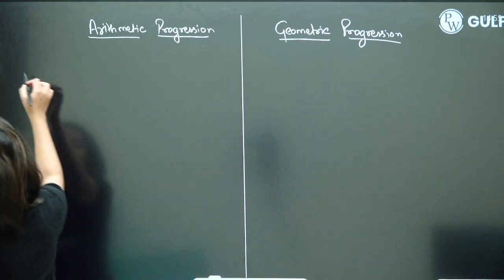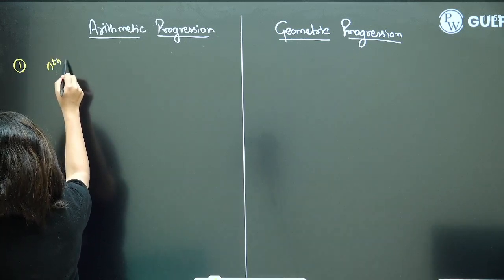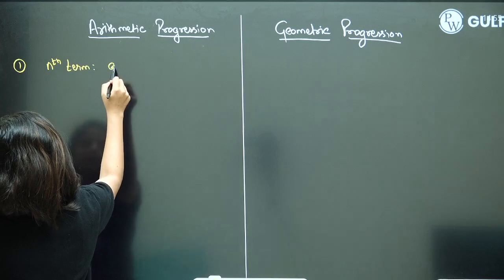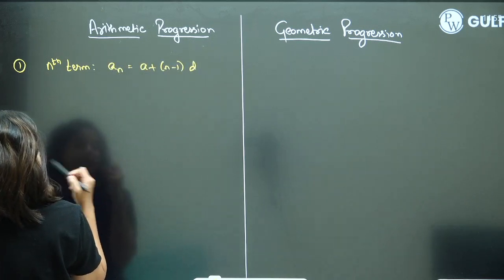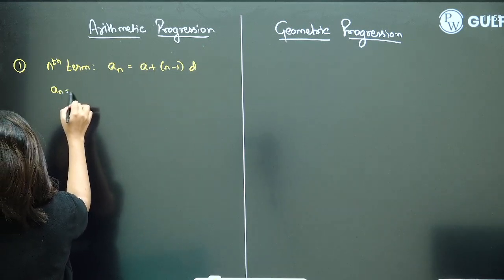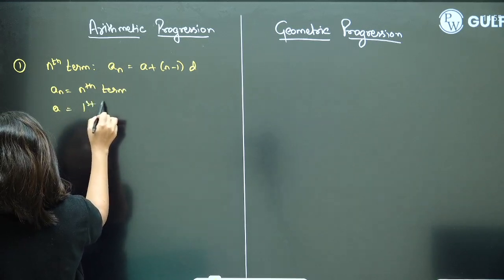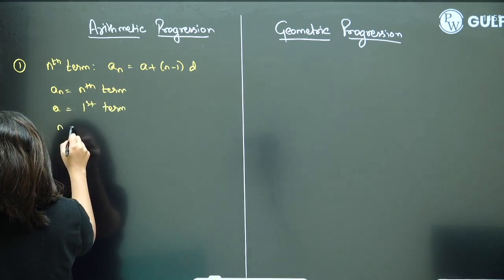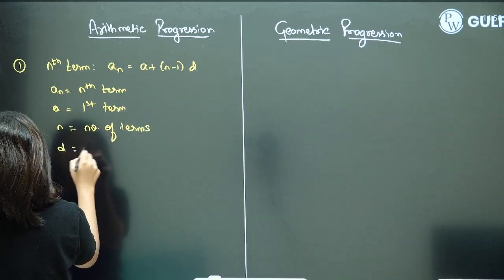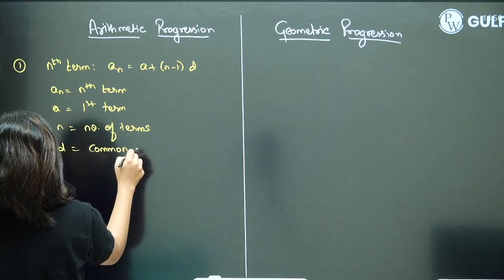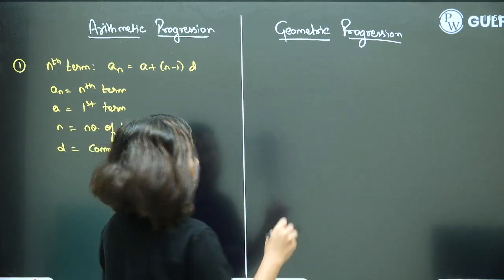The very first thing that you learn in AP is the nth term formula. The formula for the nth term: An is equal to A plus (n minus 1) D. Where An is nothing but your nth term, A is the first term, n is the number of terms in an AP, and D is the common difference. Okay, you also make notes along with me. All of you should make notes.